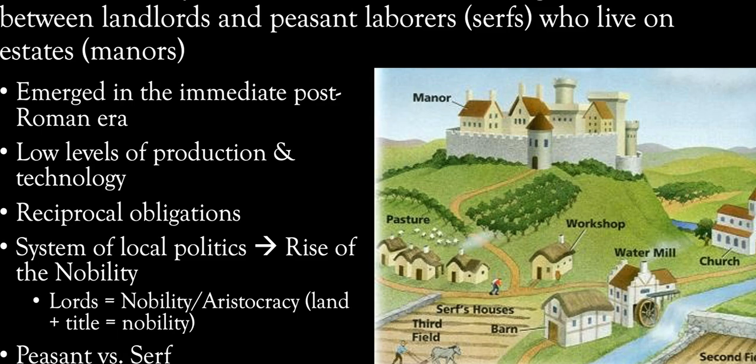So again, it's land plus title equals nobility. And these titles were usually like the baron of this place or the earl of another place, right? A baron, an earl, a duke, something like that. Now, in agricultural society, which is really most of European history until we get to the Industrial Revolution, social status was defined by land ownership. So if you owned land, that meant you had higher status.